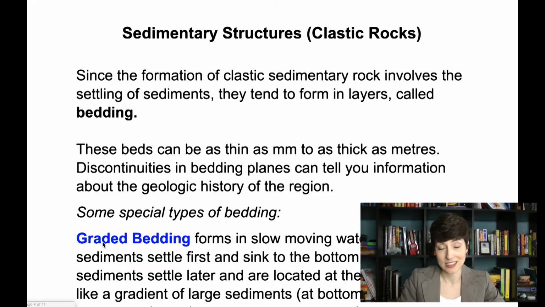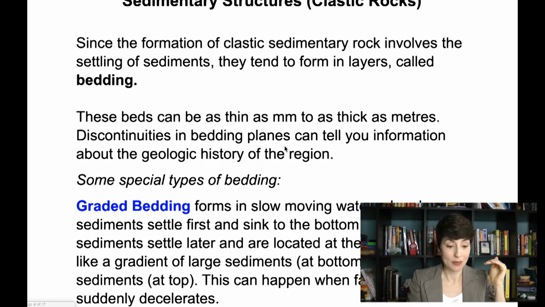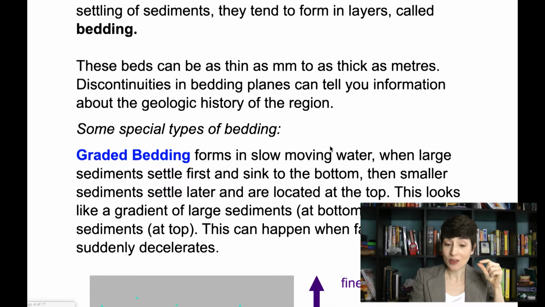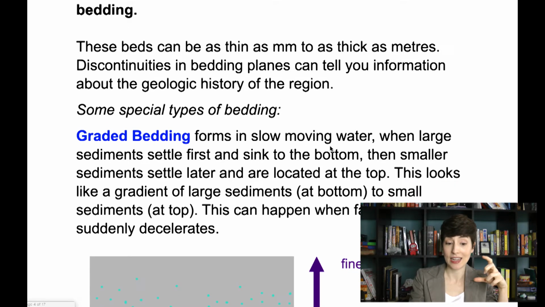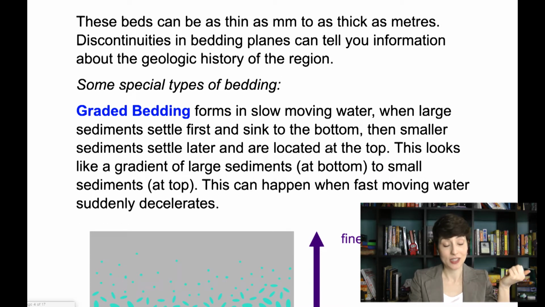So we're going to start by talking a little bit about some of the structures that can exist in sedimentary rock and how those structures are formed. Since the formation of clastic sedimentary rock, and remember those are the kinds of sedimentary rock formed from actual pieces of weathered sediment, involves the settling of those sediments, they tend to form in layers, and those layers can give us a lot of clues as to the type of environment that the rock used to exist in. These beds, which they're called, bedding is layers of sedimentary rock, can be millimeters thick or meters thick. Discontinuities in bedding can tell you information about the geologic history of the area as well.